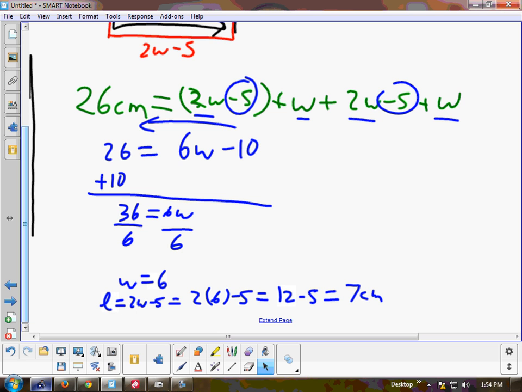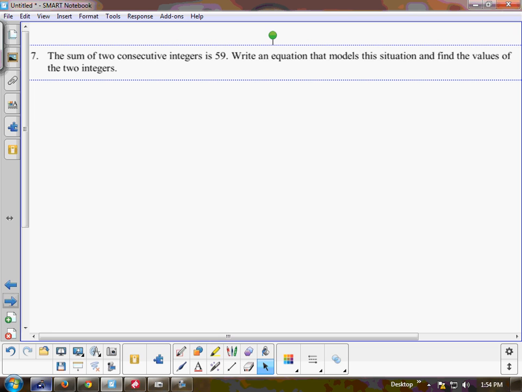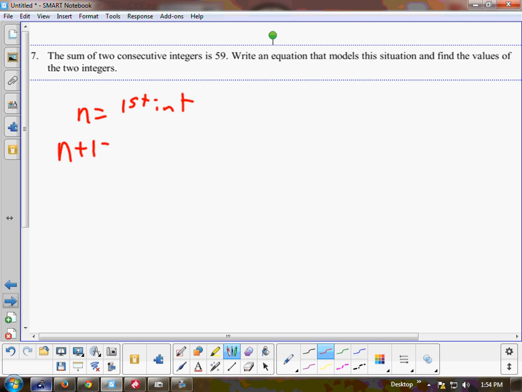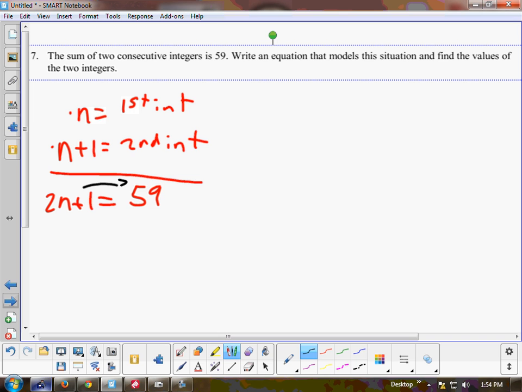Moving on to the next question, which is question 7, the sum of 2 consecutive integers. So we're going to say n is the first integer, then n plus 1 would be the second integer. Now, I showed you in class you can just add this up here. n plus n is 2n plus 1 would equal, well, they say it's 59. And then it's just a matter of solving this. We're going to bring the 1 over by subtraction. 2n equals 58. Divide by 2.